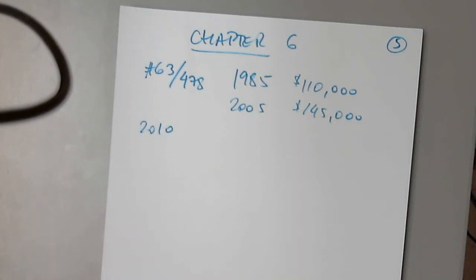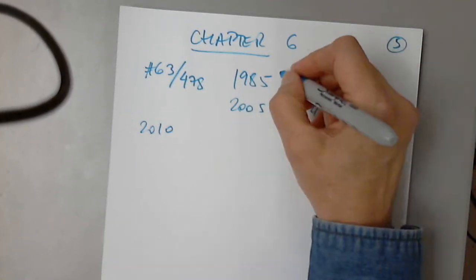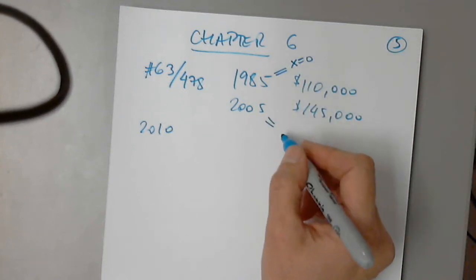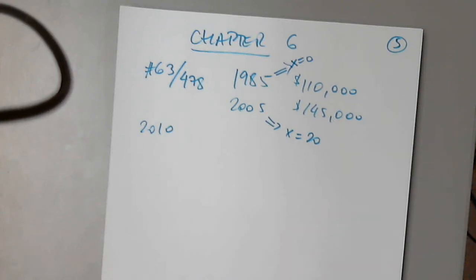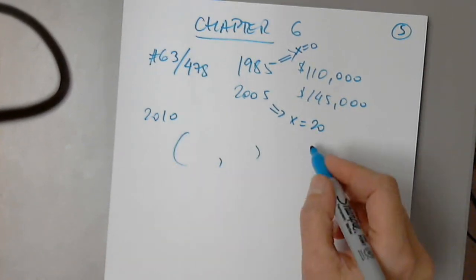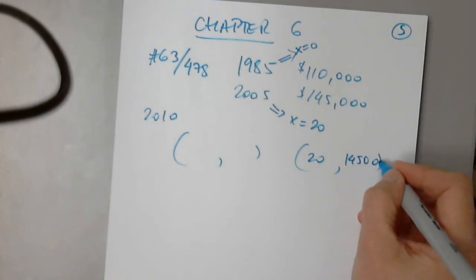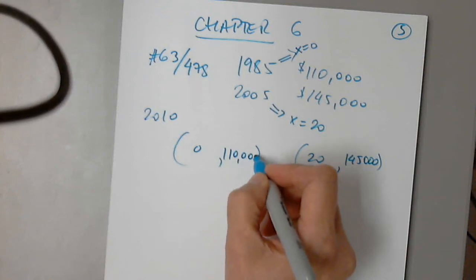So we established something here. What we established was that we were given 2 points. For 1985 we said x was 0, and then for 2005 we said that x was 20. Very good. So we were given 2 ordered pairs. So then it was 20, you gave that to me last time, and 0, 110,000.